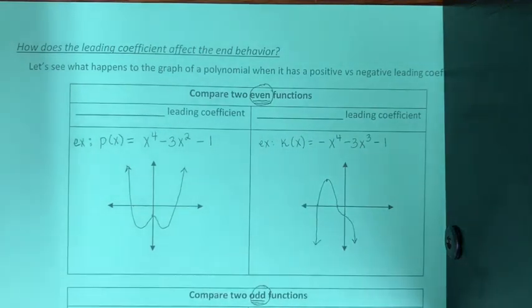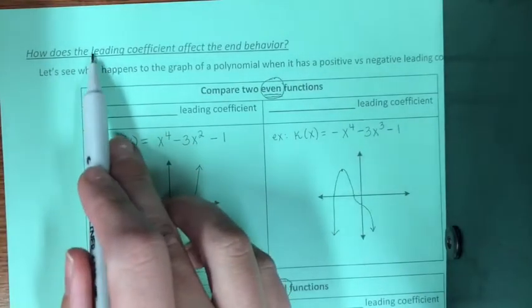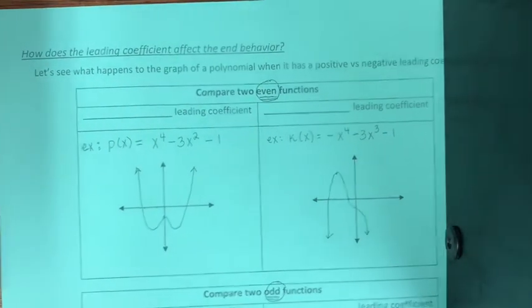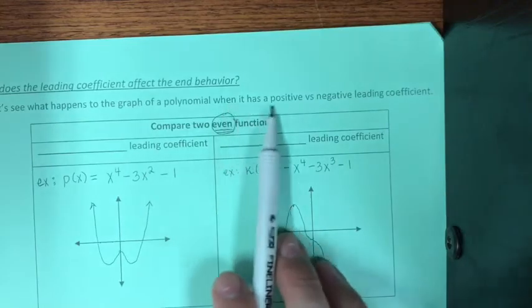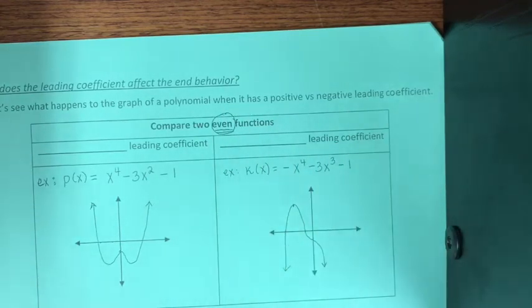So here is our other factor that affects the end behavior. We looked at degree when it's even and odd. Now let's look at the leading coefficient, so the number in the front when it's in standard form. So what happens when we change that between a positive or negative leading coefficient in the front?